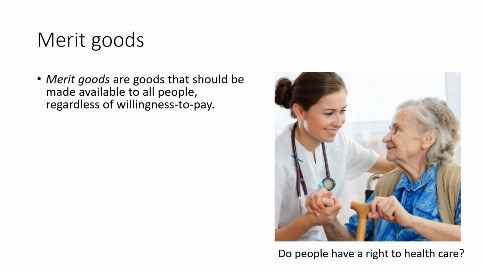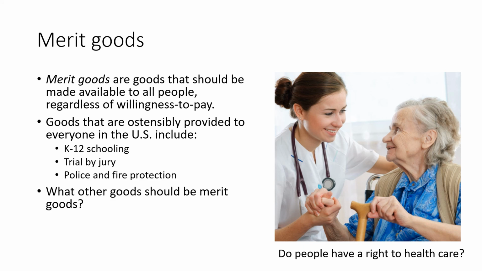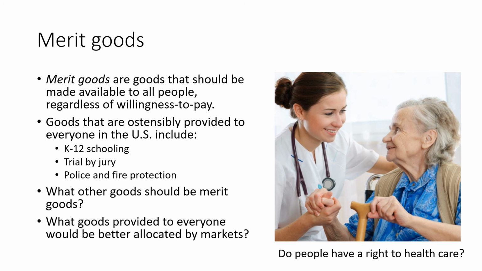Merit goods. Merit goods are the goods that should be made available to all people regardless of willingness to pay. Goods that are ostensibly provided to everyone in the US include K-12 schooling, trial by jury, police and fire protection. What other goods should be merit goods? And what goods provided to everyone would be better allocated by markets?